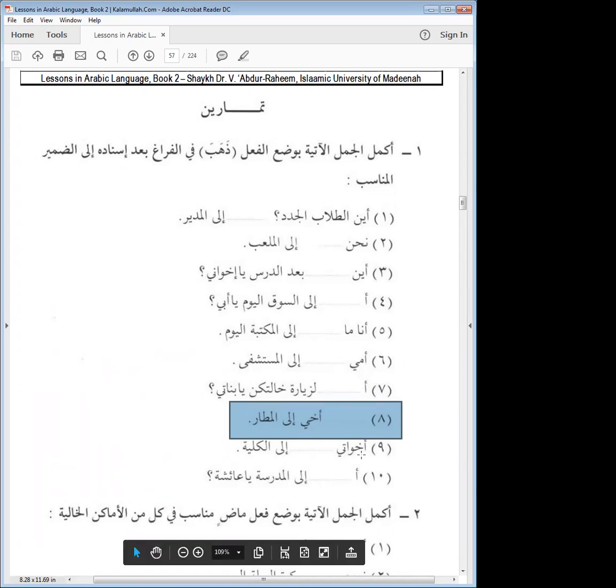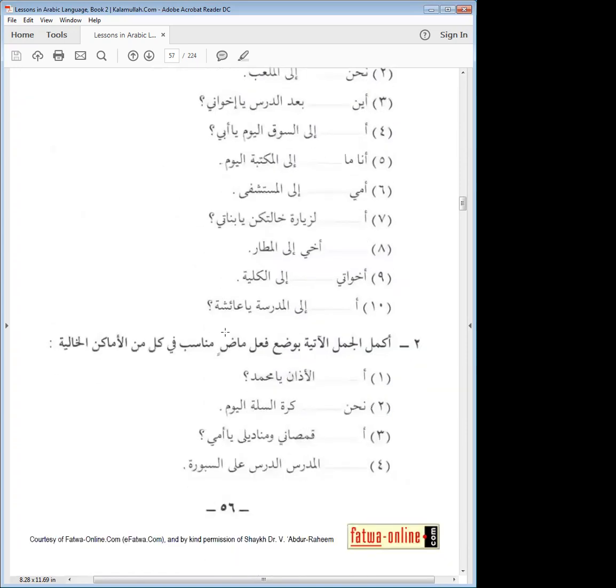ذهب أخي إلى المطار. Now, so we just use the third person, third person masculine singular. ذهب أخي إلى المطار. My brother went to the airport. Right. جزاك الله خير. Last one.